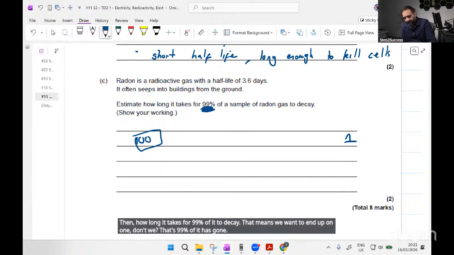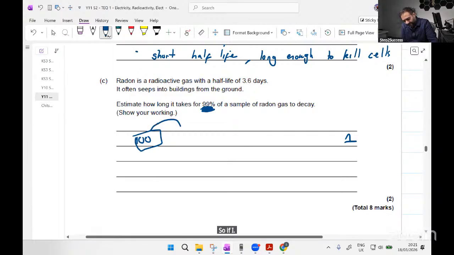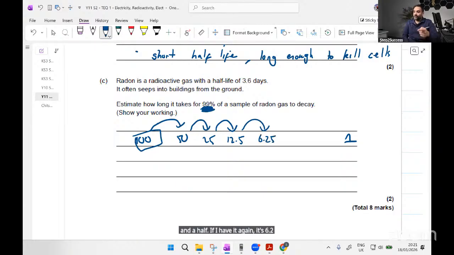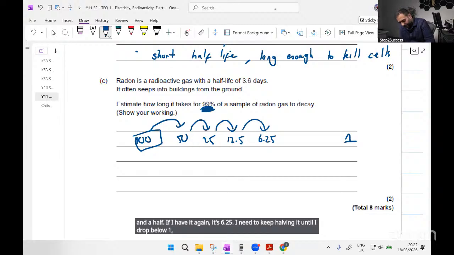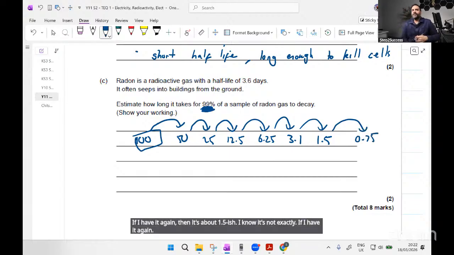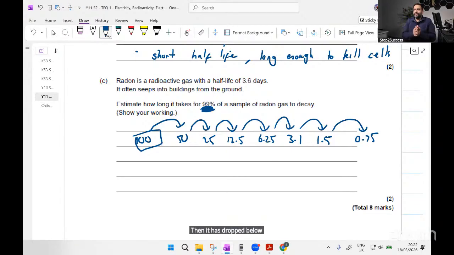So if I halve this, then it would be 50. If I halve it again, it's 25. If I halve it again, it's 12 and a half. If I halve it again, it's 6.25. I need to keep halving it until I drop below 1, basically. If I halve it again, then it's about 3.1-ish. If I halve it again, then it's about 1.5-ish. I know it's not exact. If I halve it again, then it has dropped below 1. So we've got rid of 99% of it in that process.